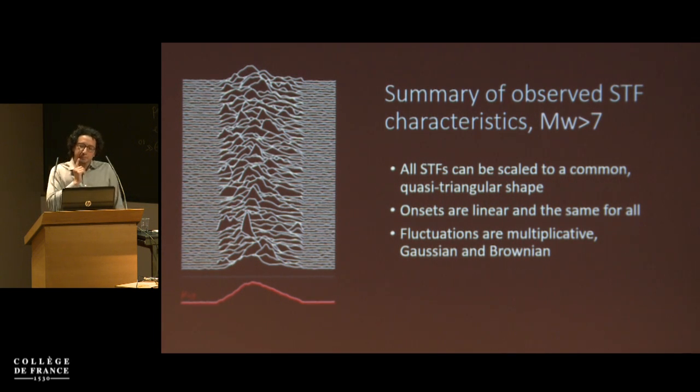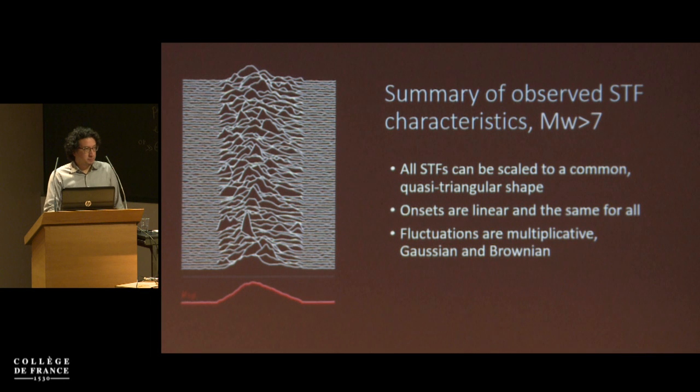Okay, summary of the observed characteristics of the source time functions for magnitude above 7. All the source time functions can be scaled down to a common quasi-triangular shape. The onsets are linear and they're the same for all earthquakes. The fluctuations are multiplicative, Gaussian, and Brownian.